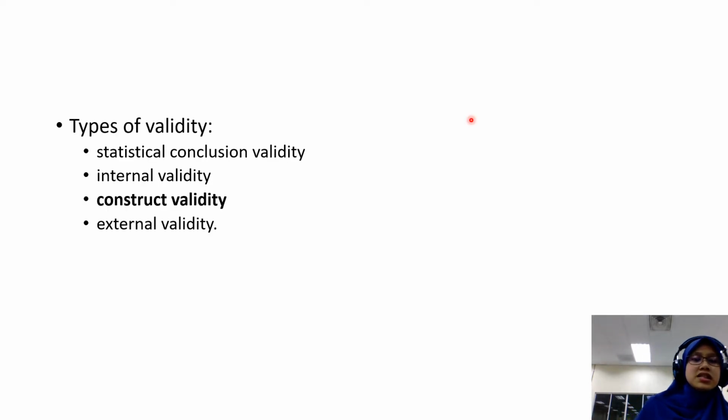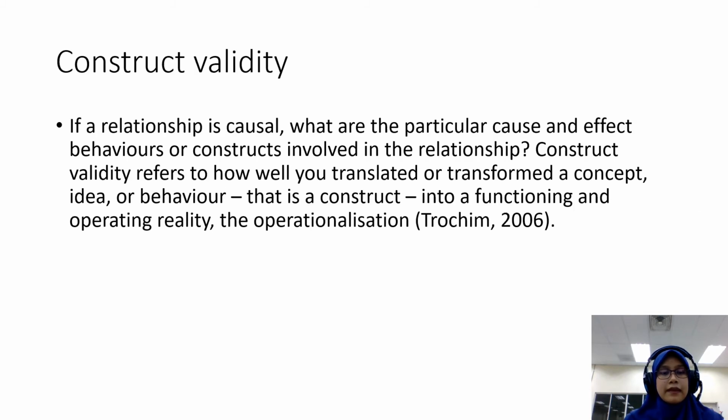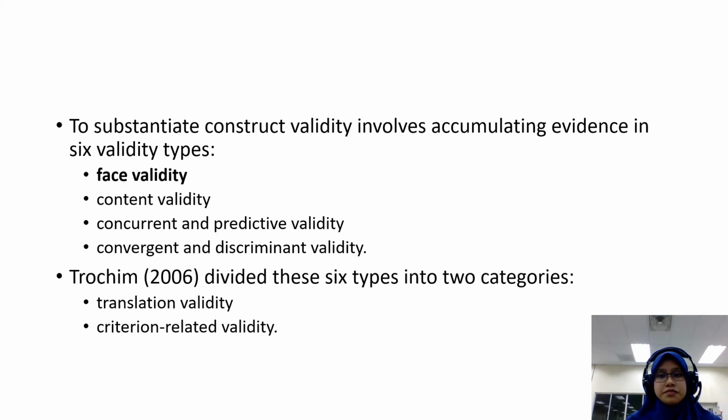Okay, types of validity, there are four. Statistical conclusion validity, internal, construct, and external. But we are going to focus on construct validity only. Construct validity. If a relationship is causal, what are the particular cause and effect behaviors or constructs involved in the relationship? Construct validity refers to how well you translate or transform a concept, idea, or behavior, that is a construct, into a functioning and operating reality, the operationalization.